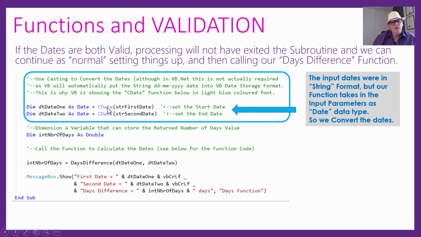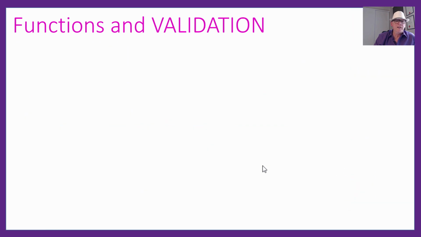So notice how Visual Basic has put these in light blue, the CDates are in light blue, and in the actual program, if you mouse over them, it gives you a little pop-up message that tells you, hey, you don't really actually need to cast these. But anyway, it doesn't hurt to put it in, and that's good programming practice, or habits, for any language. So if you're using another language, where your input data had come in as string, you would need to convert it into the date format for that language. So that's that. And then we call our DaysDifference function, and let's go have a look at that.